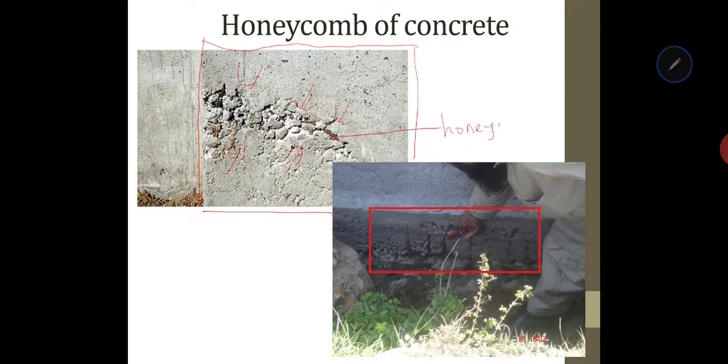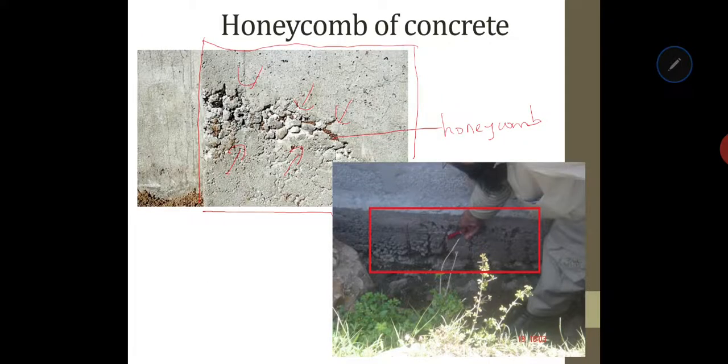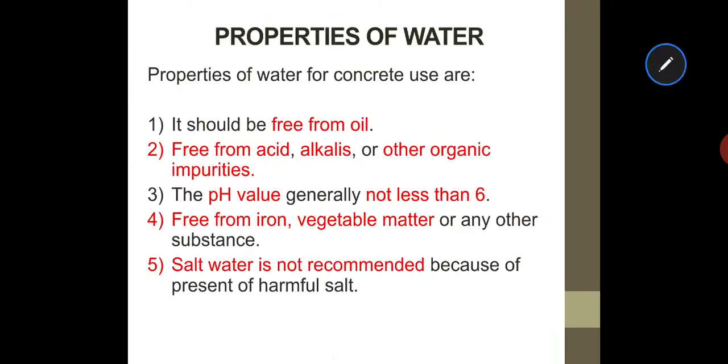What happened in this situation is that the cement has left the sand and aggregate. So you can see clearly the coarse aggregates here and also fine aggregate. This is another example of honeycomb. This is severe because you are seeing a very large opening here, and this is another example of honeycomb.